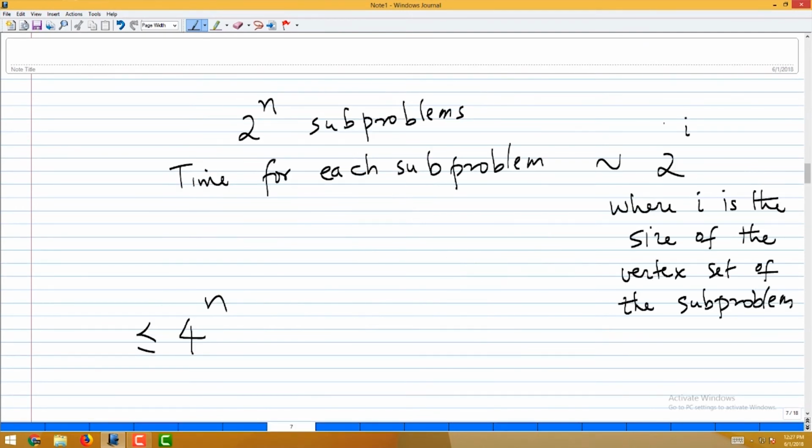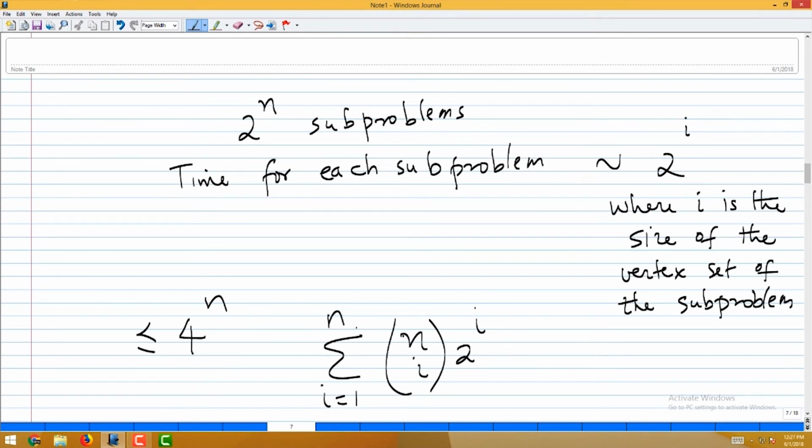Why? It is not 2 power n for every subset. If your subset size is I, then it is 2 power I. If you are working with problems of vertex set of size I, it is actually only 2 power I. How many vertex sets of size I are there in your whole graph? n choose I. So, for n choose I problems, it only takes 2 power I, and you sum it over all I.